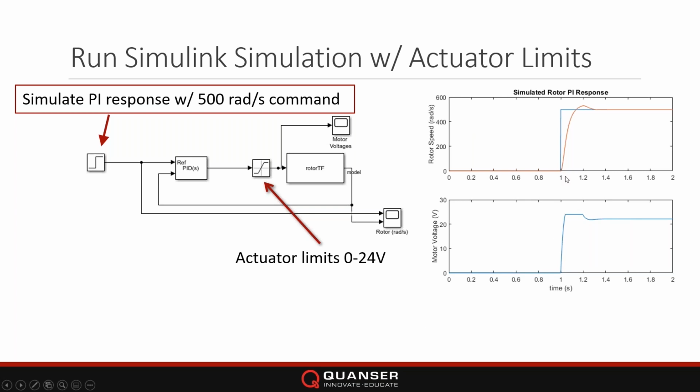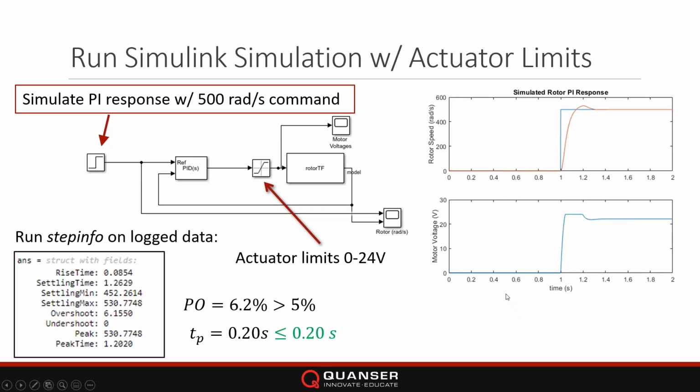Now you can see that it's getting saturated with a 500 rad per second rotor set point. It is saturating at 24 volts for about 0.2 seconds, right? And if we run the step info on the log data, which you can do, you can use step info on a closed loop transfer function or on any data you have measured from a simulation or measured, we get an overshoot of 6.2% and a peak time of 0.2.